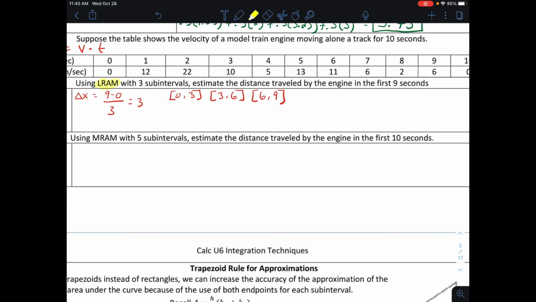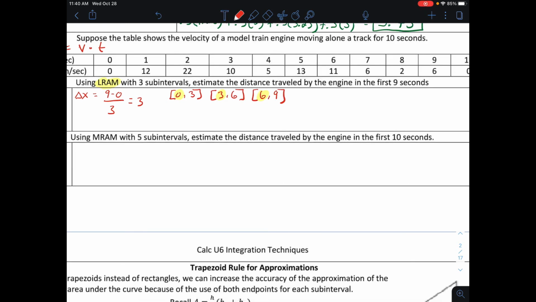Now we want to use LRAM, so left endpoint rectangular approximation method. So we're going to use the left numbers of each subinterval to determine the height of these rectangles to find the areas. So if I write this out, it would be the width of the subinterval, which is 3, times the function's value at that particular point. So my first area would be determined by 3 times f of 0.